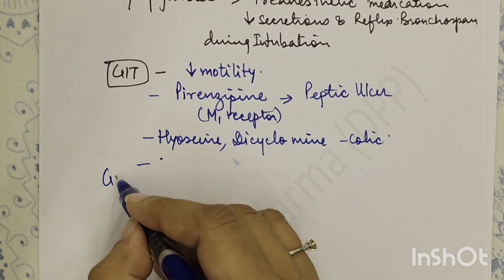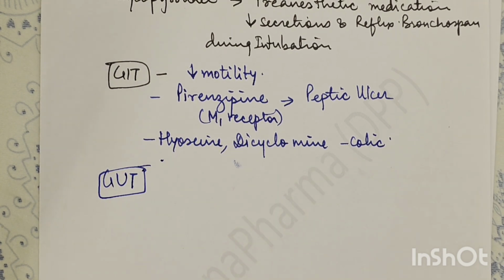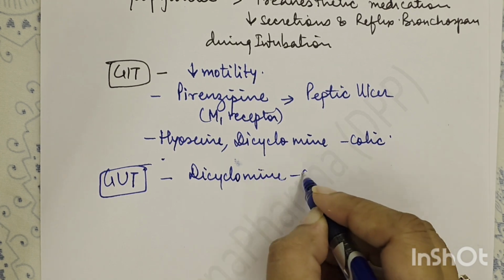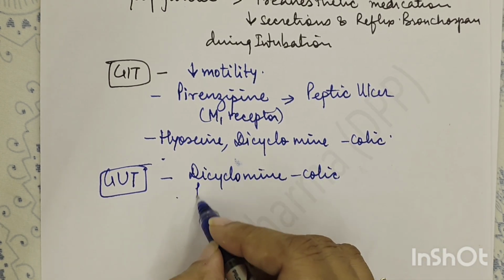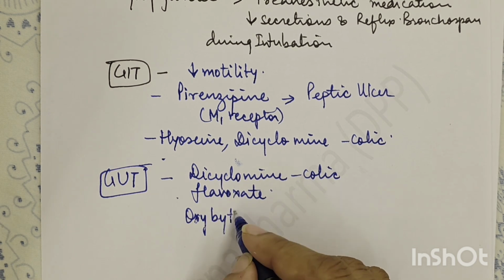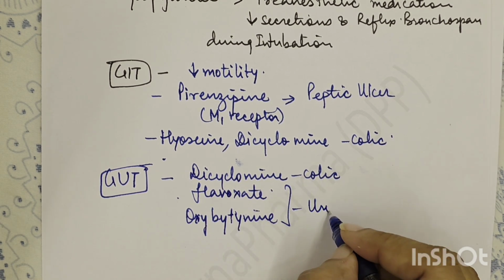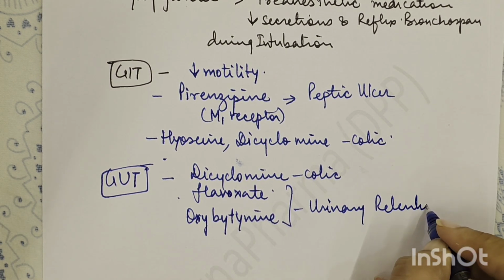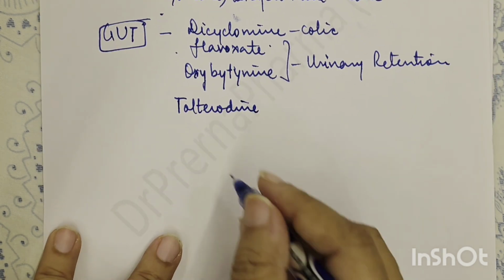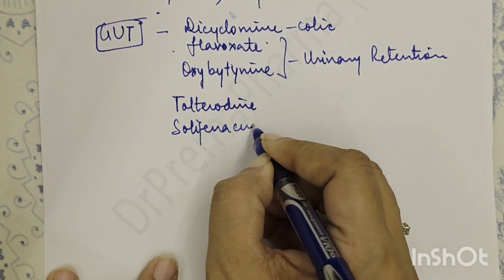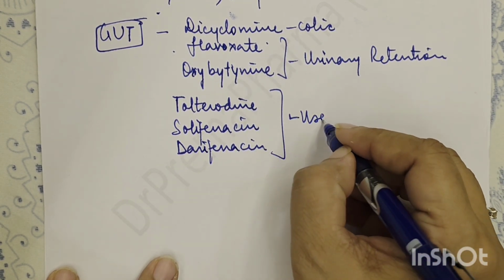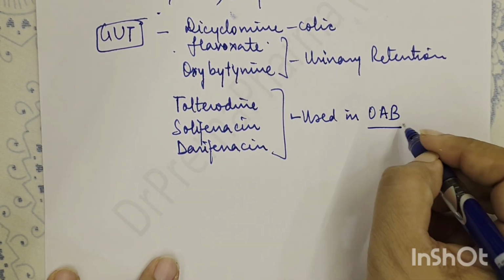Then next we have GUT, that is genitourinary system. Here again dicyclomine can be used in colicky pain. Dicyclomine, flavoxate and oxybutynin. They are also used in urinary retention. Then we have tolterodine, solifenacin and darifenacin. They are also used in overactive bladder. Okay.